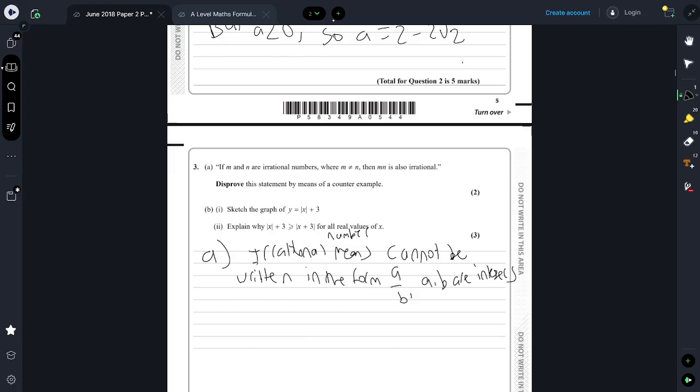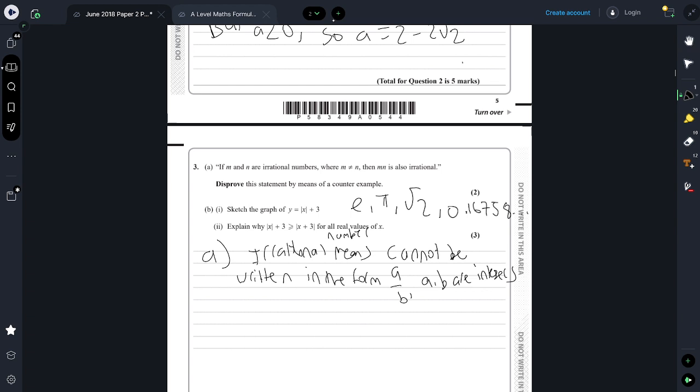So that means your stuff like pi, root 2, all that good stuff. And a decimal that goes on forever, not a recurring decimal, so 1.675338, something like that. So those are example irrational numbers.